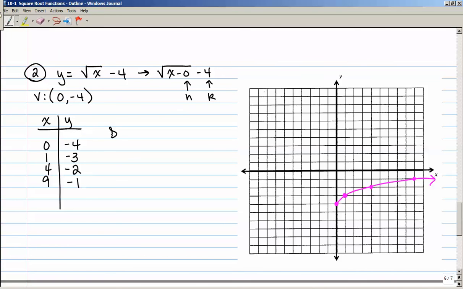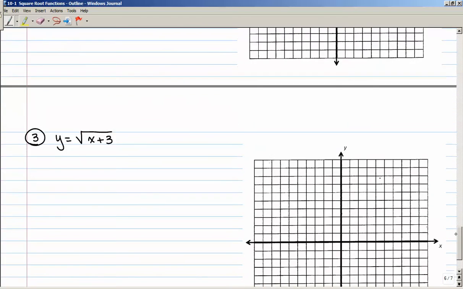So my domain is going to be the set of all x, such that x is greater than or equal to 0. And my range, what can y be? The set of all y such that y is, notice my starting point for my y was -4, and my y's are actually getting bigger because the graph is basically going up. So that's going to be greater than or equal to -4.